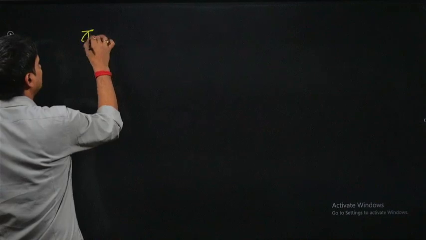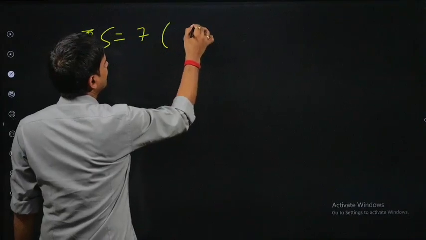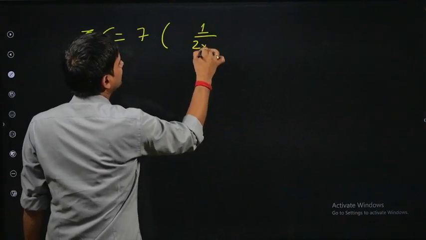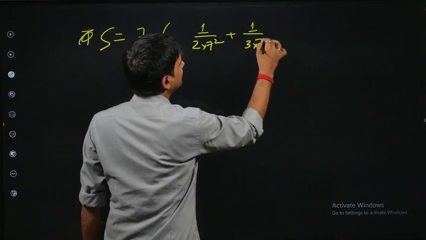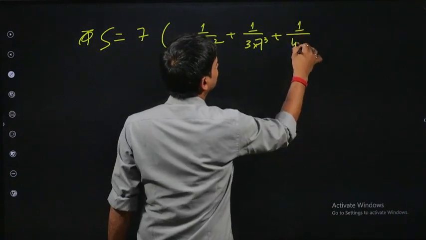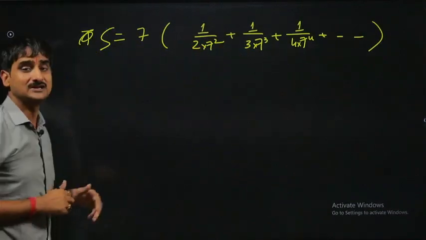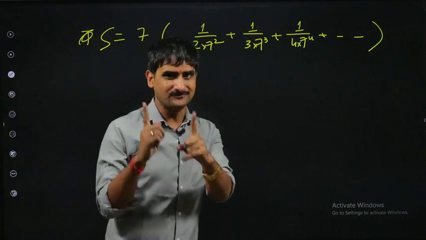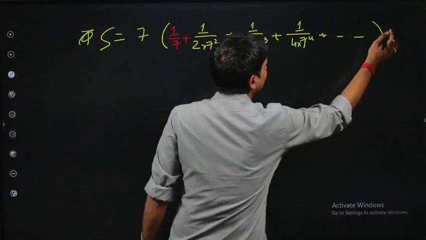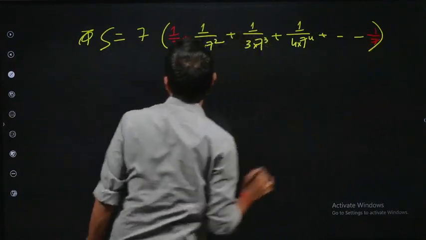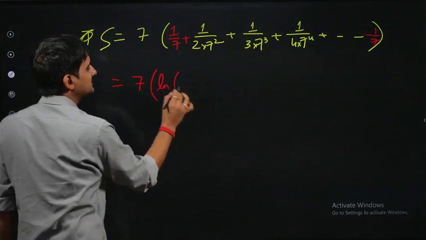So I will write that series separately. Multiply and divide by 7. You get 1 by 2 into 7 square plus 1 by 3 into 7 cube, 1 by 4 into 7 raised to power 4 and so on. See, I left a gap in the beginning itself, and the reason is we don't have that first term, so we need to add that term 1 by 7, and since we have added, we need to subtract it at the end also. Now again, this is 7 into the same series, isn't it, bachon?